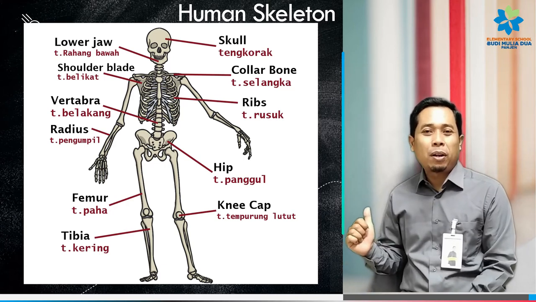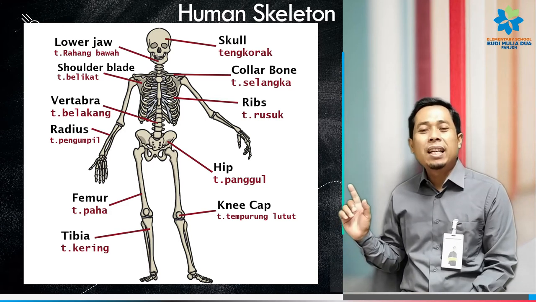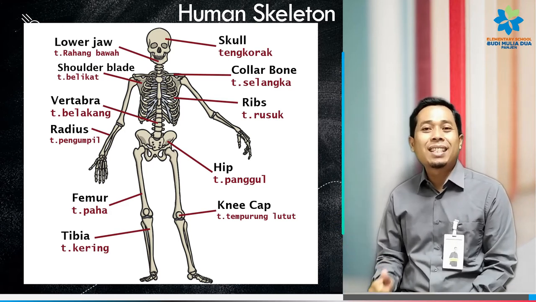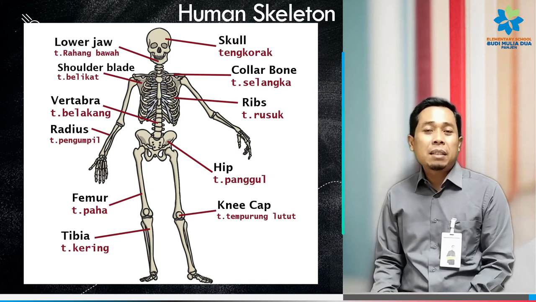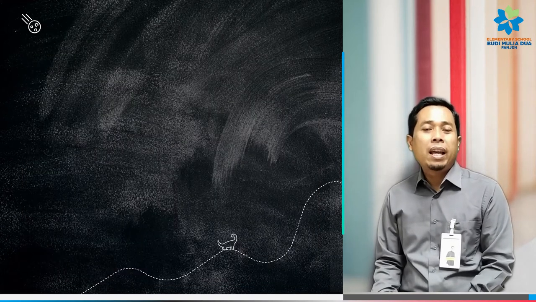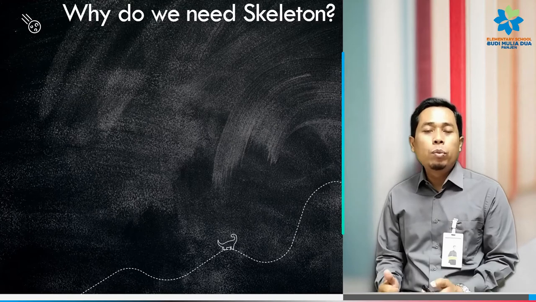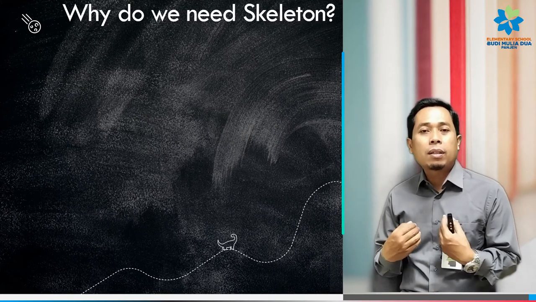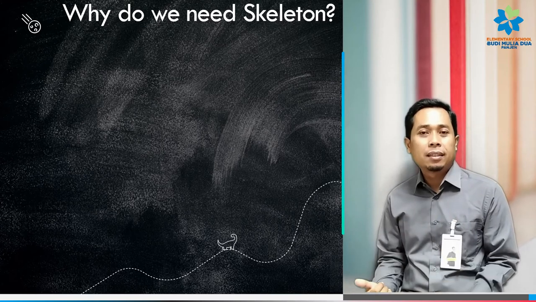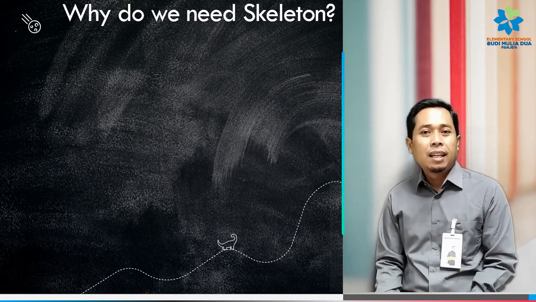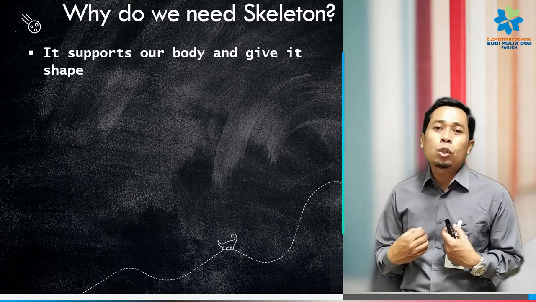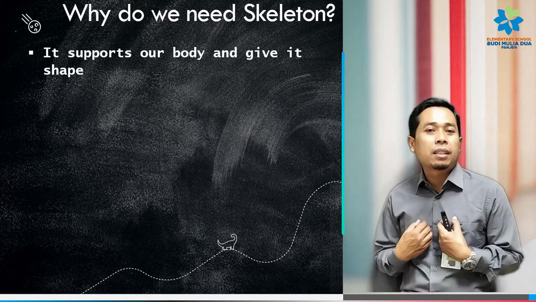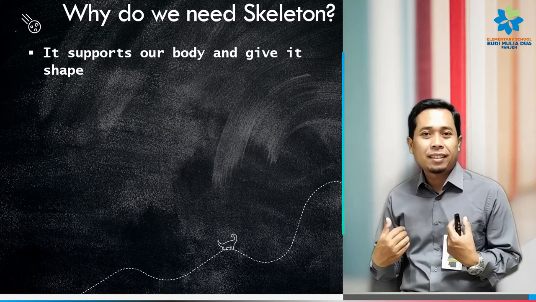Okay, do you still remember about this worksheet? Okay, this is what we had learned on the second meeting. On the third meeting, we had learned about why do we need skeleton. There are some functions of our skeleton for our body. Do you still remember? Number one is our skeleton supports our body and gives it shape. So we have shape like this.